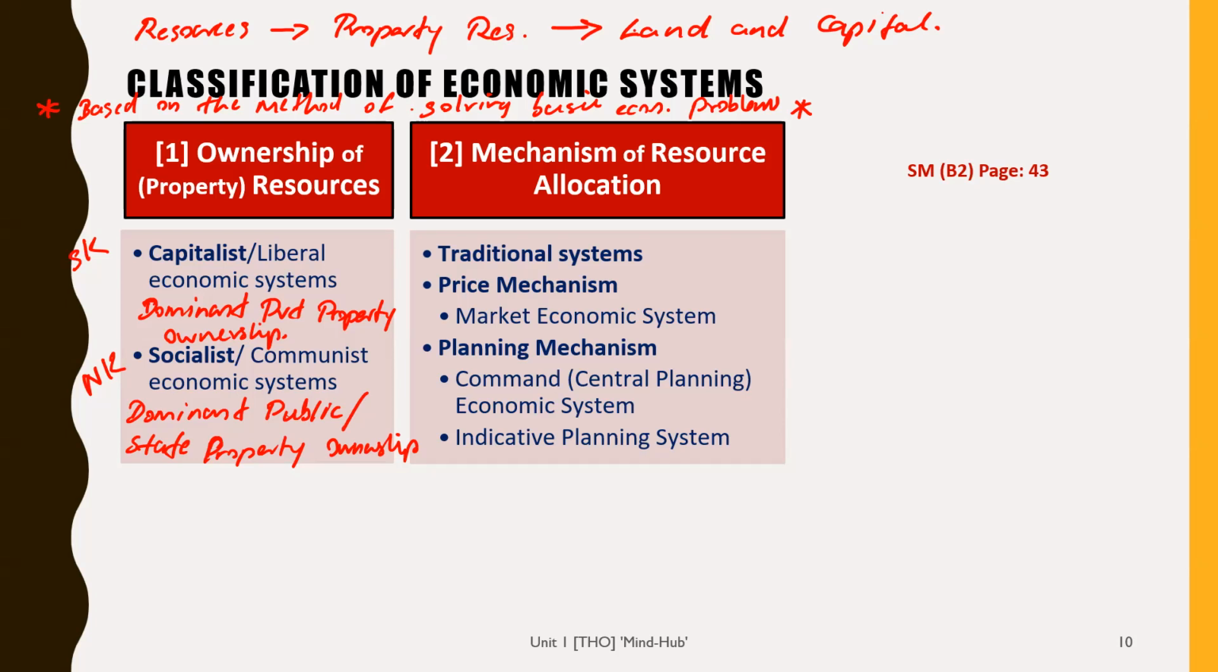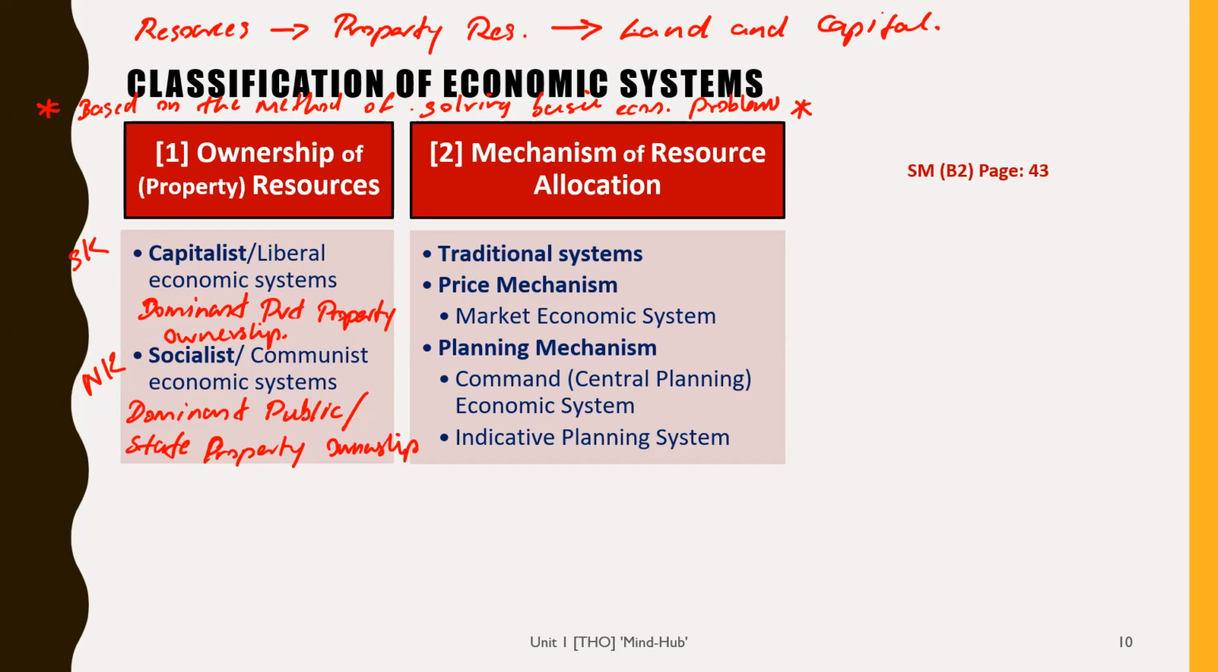So the price mechanism is mostly used by countries where private property ownership is there, where market demand and supply and the price of goods and services and factors of production decide how to solve the problems of what to produce, how to produce, and whom to produce for. The traditional system is, as the word itself says, solving basic economic problems based on traditions. Then we have the planning mechanism, where the economy depends on medium and long-term economic plans that are prepared, and those plans will explain how to solve the basic economic problems.